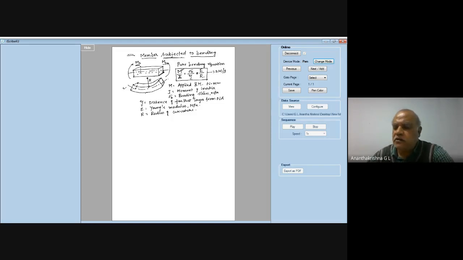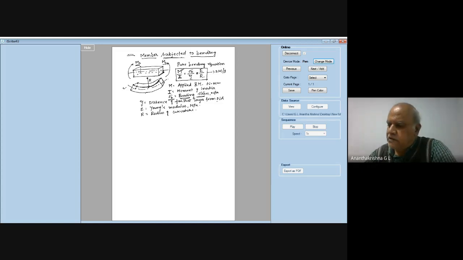So what is bending stress? When we apply bending moment, the member is going to deform, that is, it is going to bend like this. That's going to be the deformation. The force of resistance offered against bending is called bending stress. I is the moment of inertia and Y is the distance of the farthest layer from the neutral axis.